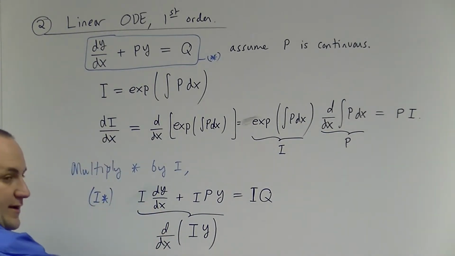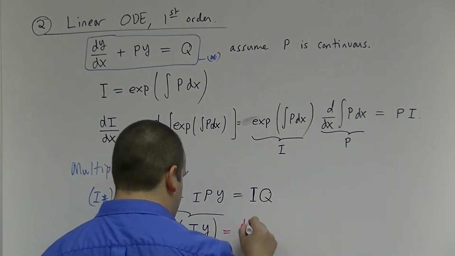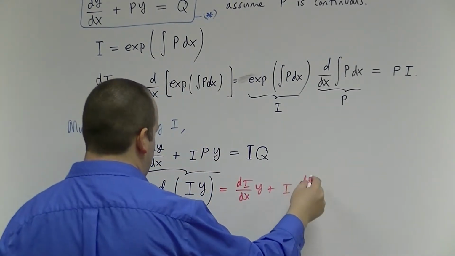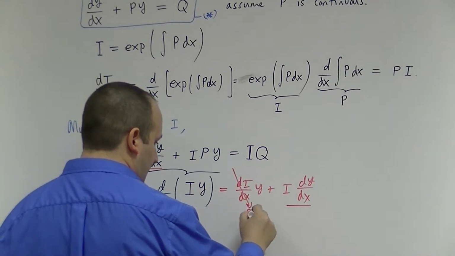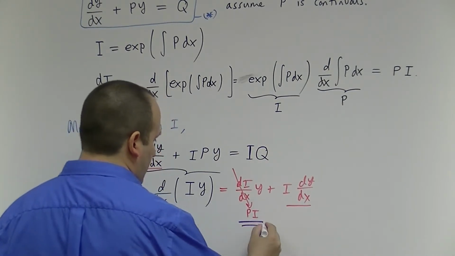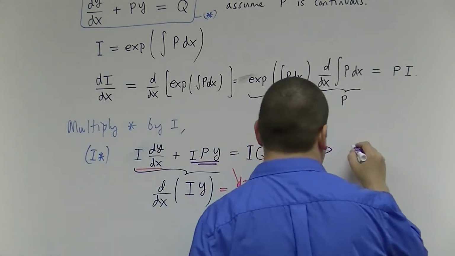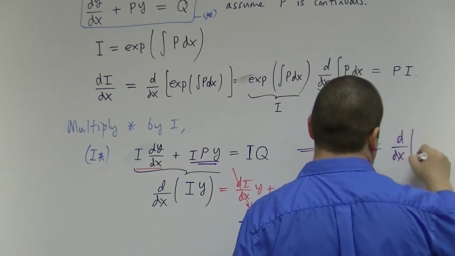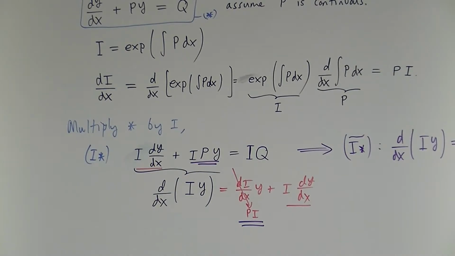Because if you do the product rule on this, what's the derivative of the product? It's dI/dx times y plus I dy/dx, depending on how you write the product rule. The point here is dy/dx, so this is exactly this term, right? And because dI/dx is what? p I, the second term is exactly this term. So we can now see that I star is interchangeable with I star tilde, which will be d/dx of I y is equal to I q, because of the reverse product rule.